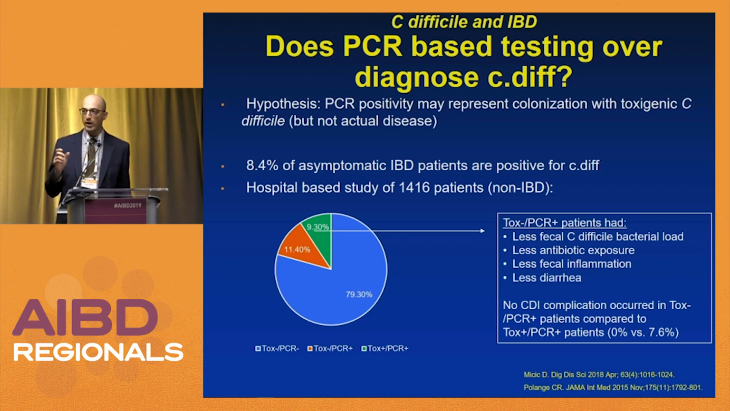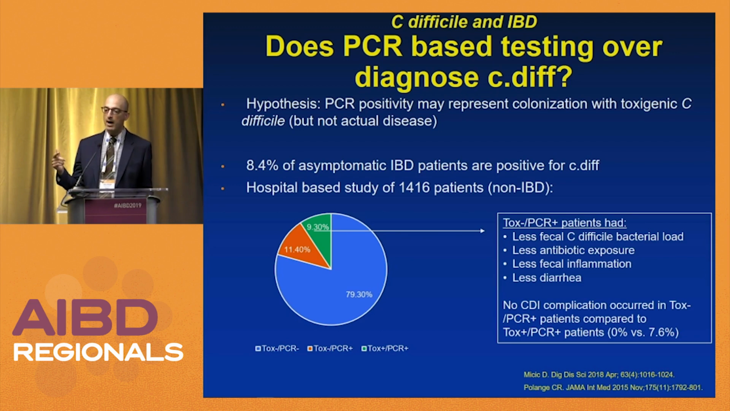So this raises the point of these are the so-called carriers of C. diff. We're detecting a high rate of PCR positive tests in patients with diarrhea who are hospitalized, and we may be identifying carriers. And it becomes really hard in hospitals such as ours where we don't have the ability to do a toxin-based test at the current time.